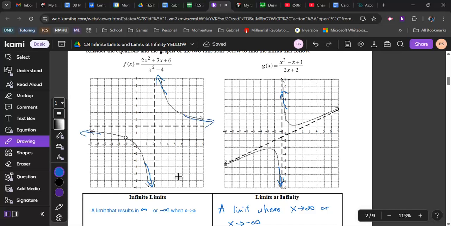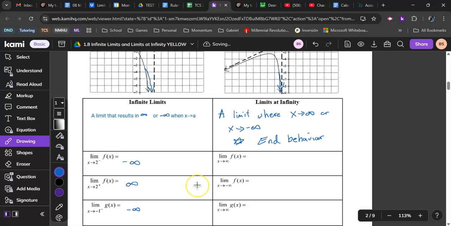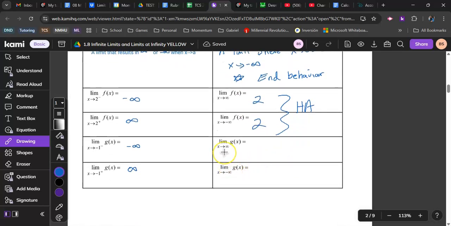2 and 2. So in both cases, we approach 2, which is our horizontal asymptote. That's usually what you're going to approach, right? If you're not approaching that, then you're going to approach infinity or negative infinity. So the next one, for example, is negative infinity and then infinity. Not quite. So you got them backwards.